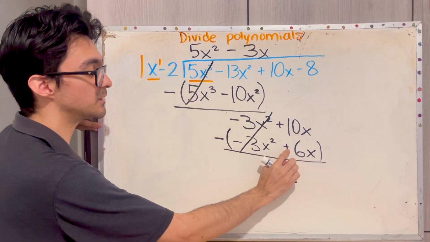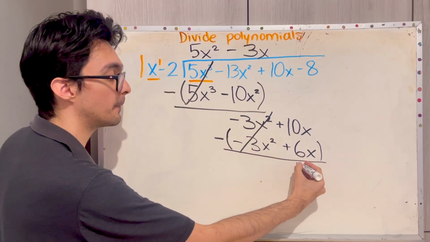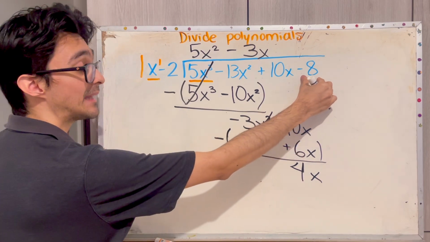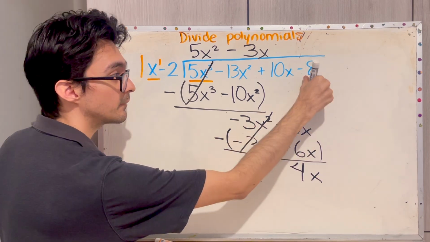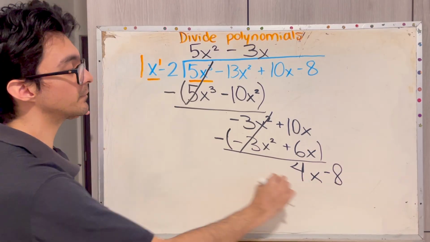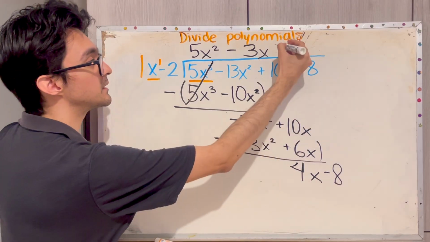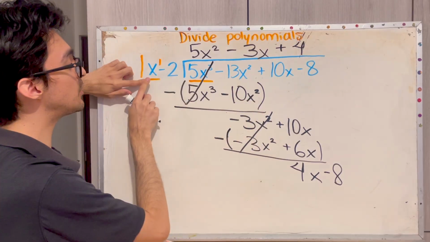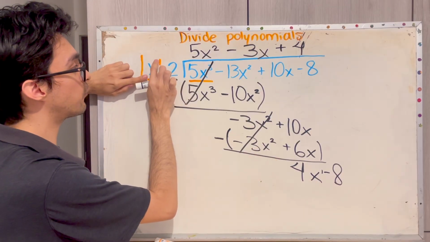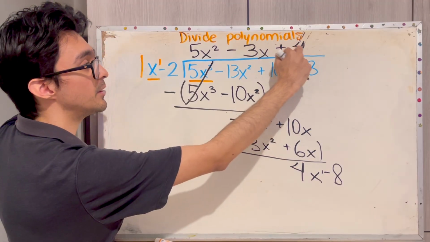Now, negative times positive will result in negative, so 10 minus 6 will equal 4. And I just keep the same variable. Now, I'm bringing down the last term that I have here in my polynomial. The negative 8, I'm bringing it down, and I'm carrying out again the divisions. Now this term divided by this first term right here, 4 divided by 1, of course, is 4. And since in both terms I have an x to the power of 1, that means then that the variable is going to cancel out, so that will leave me only with the 4.